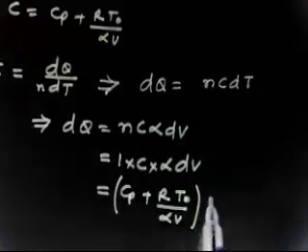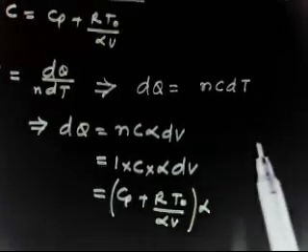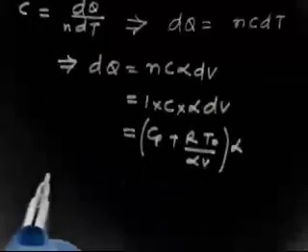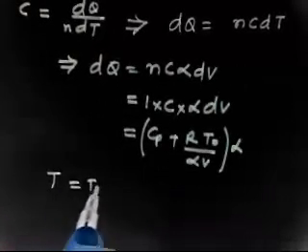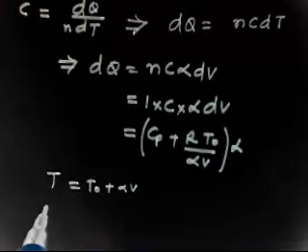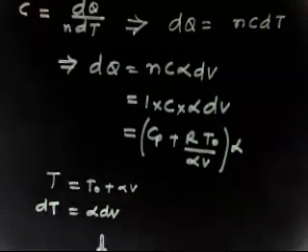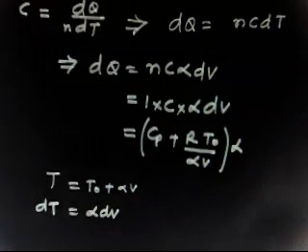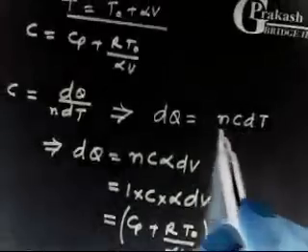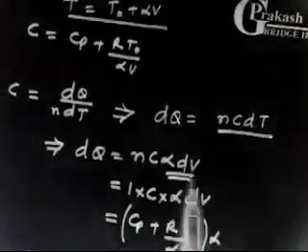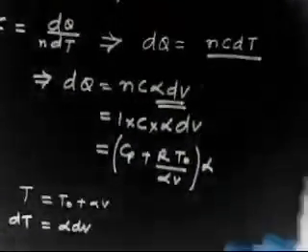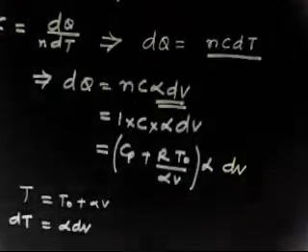So this is C into alpha dV. So let me write here so that you can understand. T is equal to T naught plus alpha V. If I differentiate, we will have dT is equal to alpha times dV. So dV is equal to dT by alpha. I need only dV. I have already converted dT, which is equal to alpha dV. I want the answer in terms of dV. So let us say this is dV.